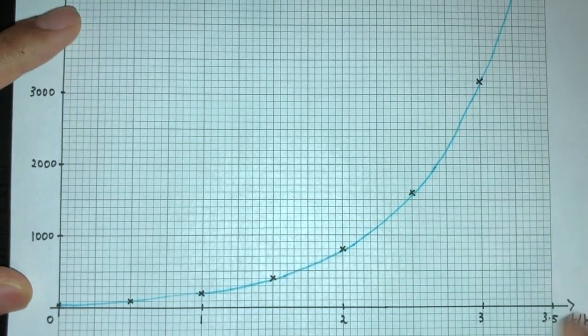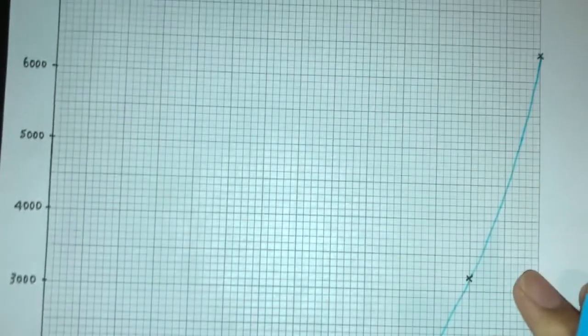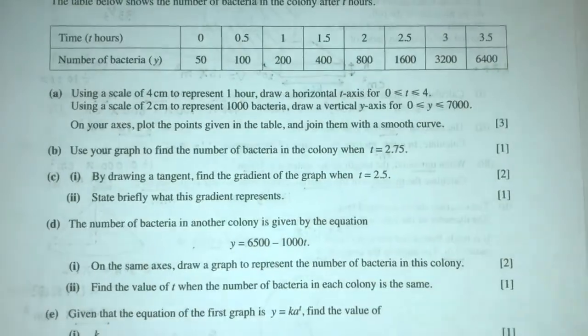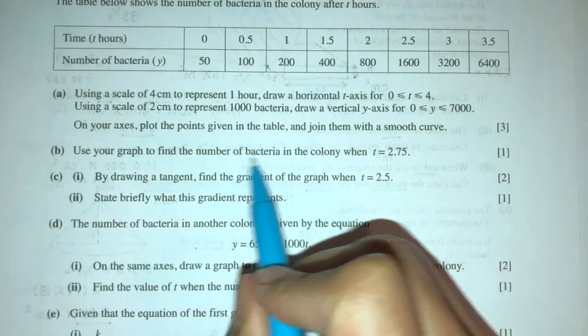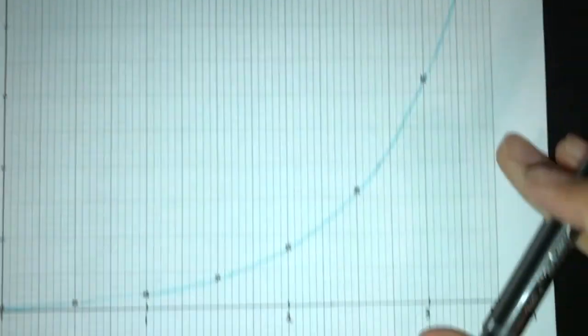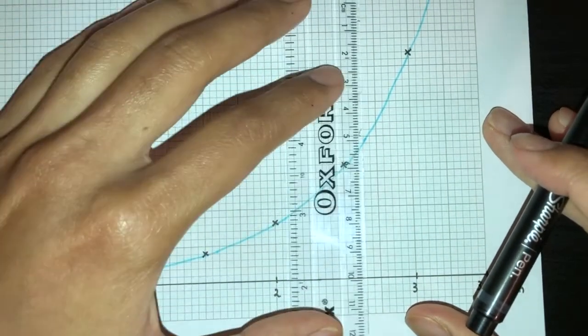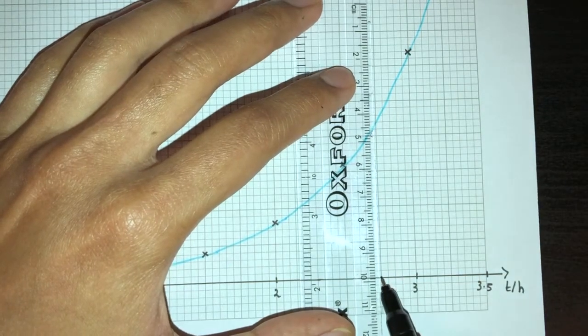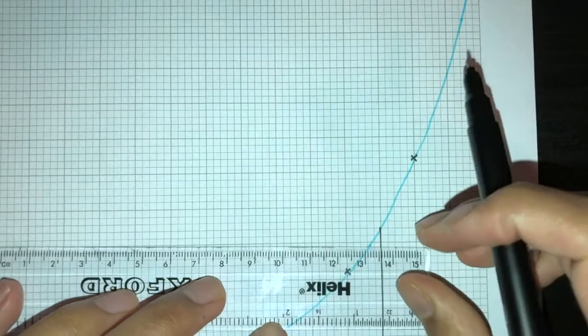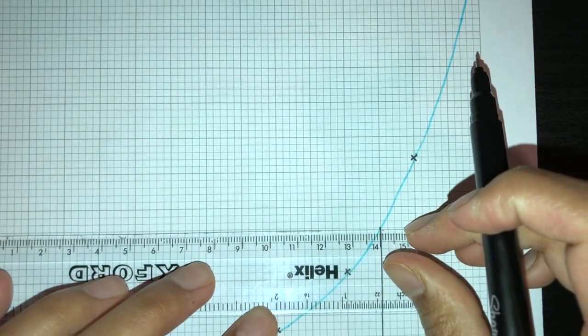Okay, that will be my curve. It is kind of smooth, so that should be your curve as well for this answer. Now part B, use a graph to find the number of bacteria when t equals 2.75. So pretty easy. You have to go to the point 2.75, it should be right here, and find the corresponding value of bacteria. So that shows to be this value.